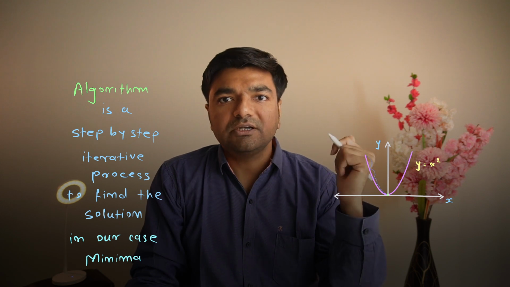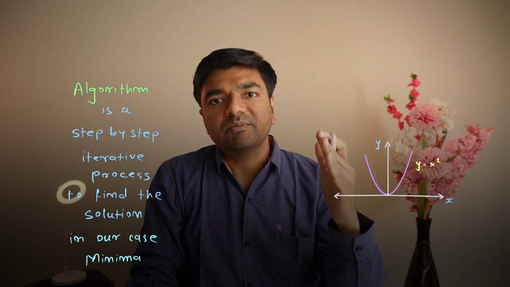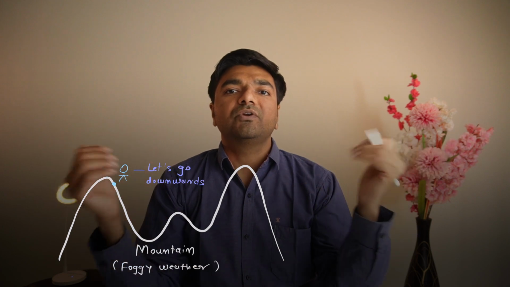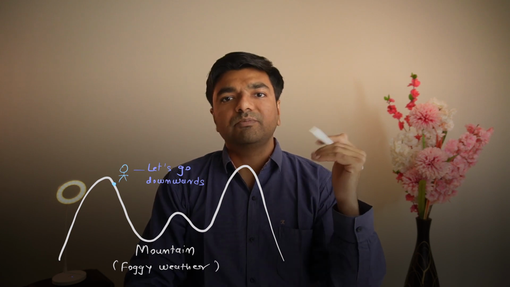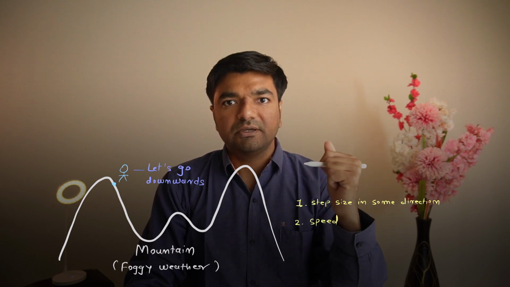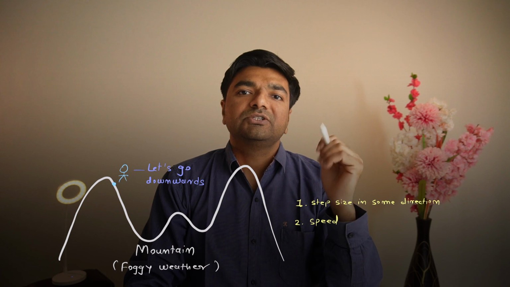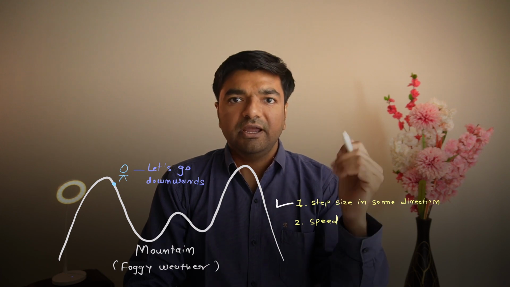To understand gradient descent algorithm, let's take an example of a mountain. Suppose you are on a mountain and there is a foggy environment. So you can see only your nearby distance and you want to go to the downmost point of the hill. For that purpose, you can take small steps in the visible area in a downwards direction. In that, you need to have two things: step size in some direction and speed.